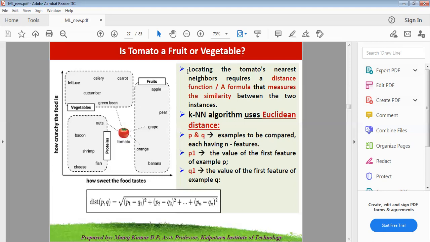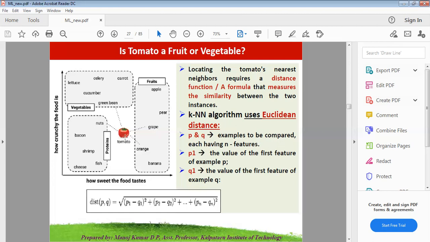Okay, so locating the tomato's nearest neighbor requires a distance function. I've already told you, to find the nearest means using distance only, which requires a distance function or a formula that measures the similarity between two instances. Okay, so KNN uses which distance? Euclidean distance. So keep in your mind, the KNN algorithm will use Euclidean distance, where P and Q are the examples to be compared, each having N features.